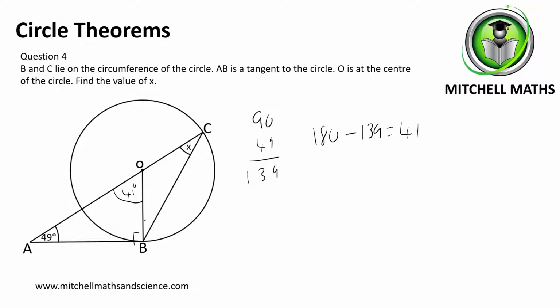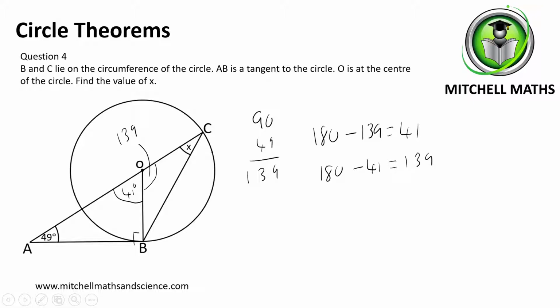We can see that A to C is a straight line. Therefore, angles on a straight line add up to 180. So it'd be 180 take away 41, which would just be 139. So that would be 139.